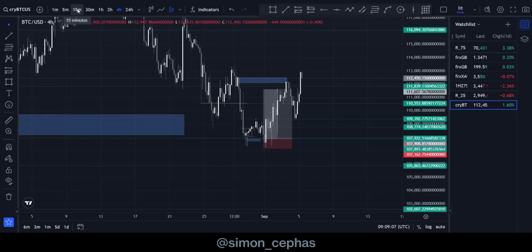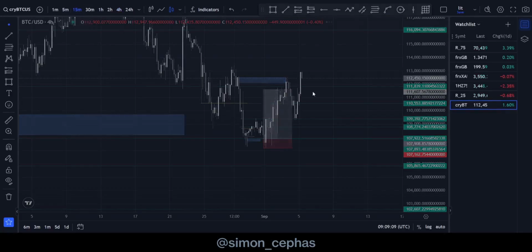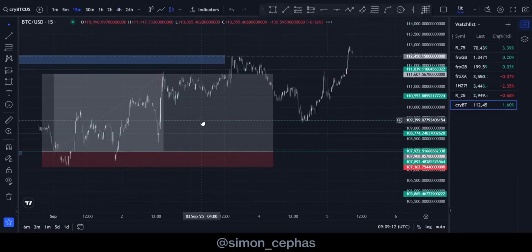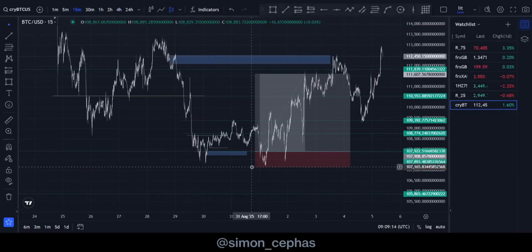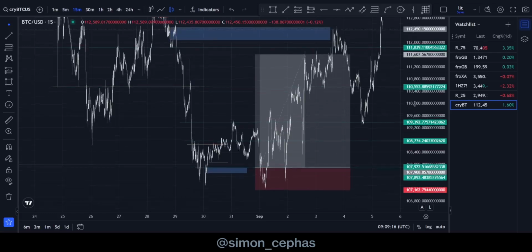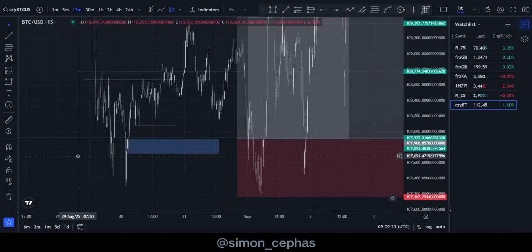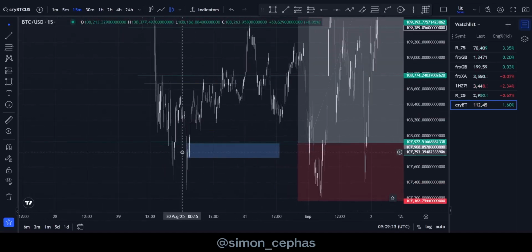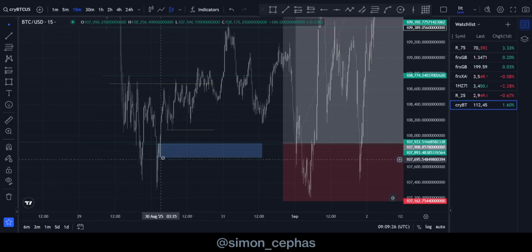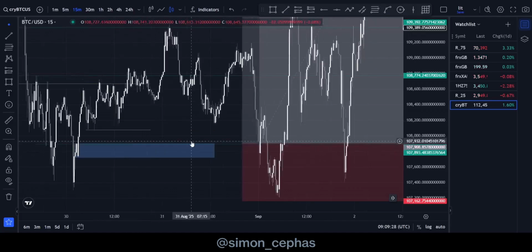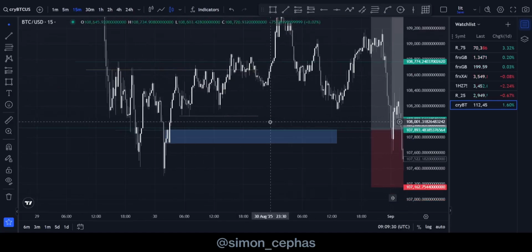Let me go down. I think I took my point of interest and everything in 5 minutes, right? Or 15 minutes. Yeah, I think 15 minutes. So you can see there was a reaction from this line. Once it reacted from this line, it now gave another block that should be retested.